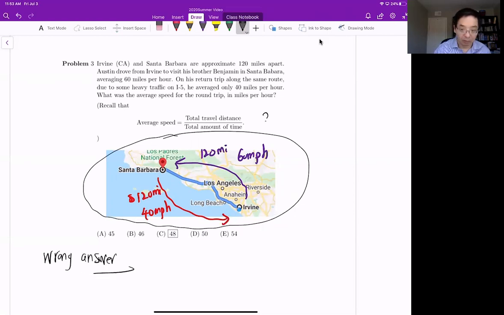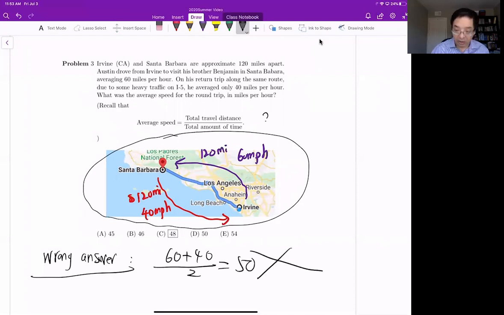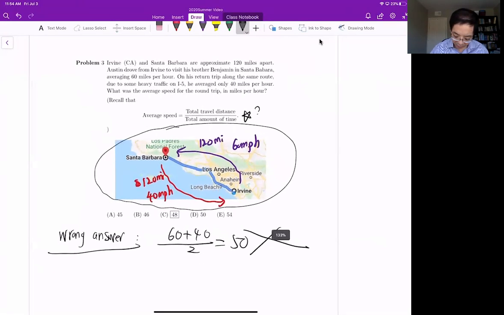Okay, so this is wrong. Now you might think, if it's average speed, I just take the average of the two speeds. That means you think, just 60 plus 40 divided by 2, which is 50, which is not correct. Because when we calculate the average speed, it does not mean the average of all different speeds. It means the average speed of the whole trip. So according to the formula, it should be the total travel distance divided by the total amount of time.